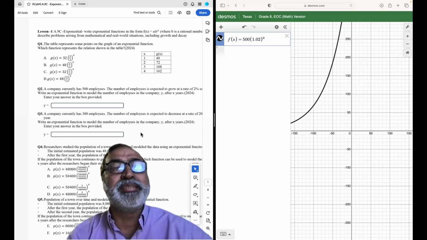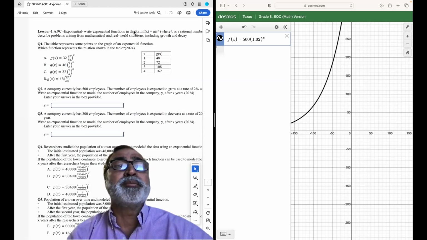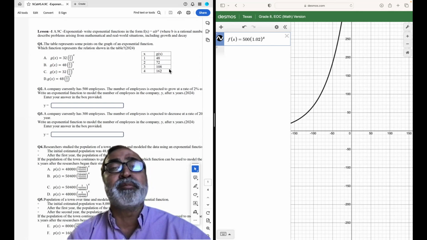So this time we are doing a lesson on exponentials: how to write an exponential function in the form f of x equals a b to the power x, where b is a rational number, arising from a mathematical real-world problem, and we are talking about growth and decay. If you look at these, this question is easy. Question one has four answer choices, A, B, C, D. The table is given on the right.